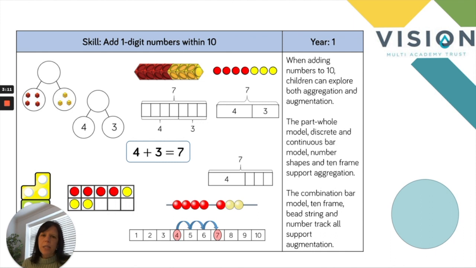It says when adding numbers to 10, children can explore both aggregation and augmentation. So forming numbers together in a cluster, seeing how when we make those clusters, the number actually gets bigger. The part whole model, discrete and continuous bar model, number shapes and 10 frames support aggregation, and the combination bar model, 10 frame, bead string and number track all support augmentation.